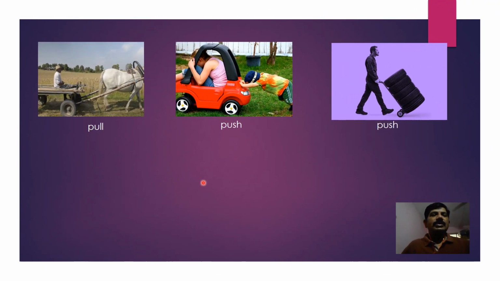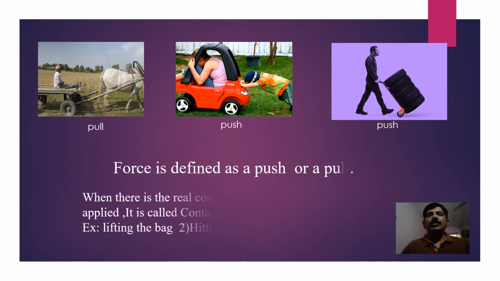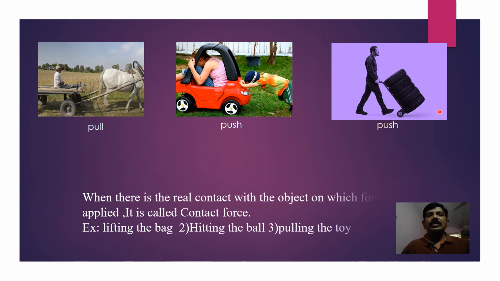Then you observe this diagram. The bullock cart is pulled by the bullock. Here the bullock is pulling the cart. Here you observe this one. The boy is pushing the car. Here also the man is pushing his bag.